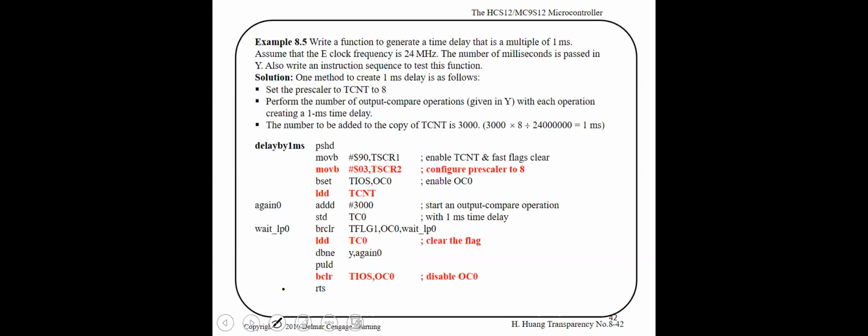There are other examples here of how to write a time delay that is a multiple of 1 millisecond using the output compare. You just need to do some calculations, then configure the output compare functionality. More examples are in the textbook. We have 8.6, 8.7, so look at them, some applications for the output compare.